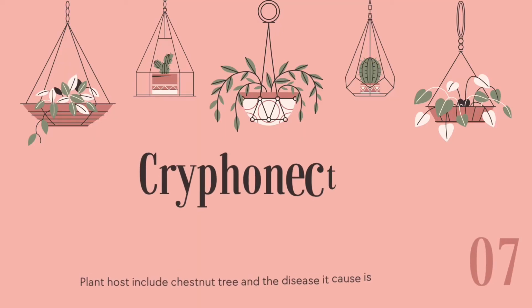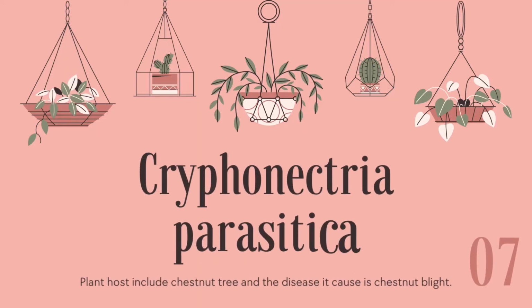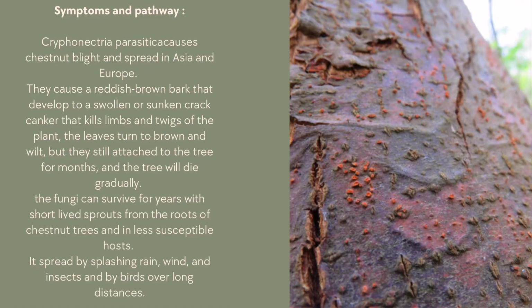Chestnut blight is a disease that infects chestnut trees. It is caused by a fungus known as Cryphonectria parasitica. As seen in this figure, this fungus undergoes some symptoms and pathways. It causes chestnut blight and is mainly spread in Asia and Europe. They cause a reddish-brown bark that develops into a swollen or sunken canker that kills limbs and twigs of the plant.